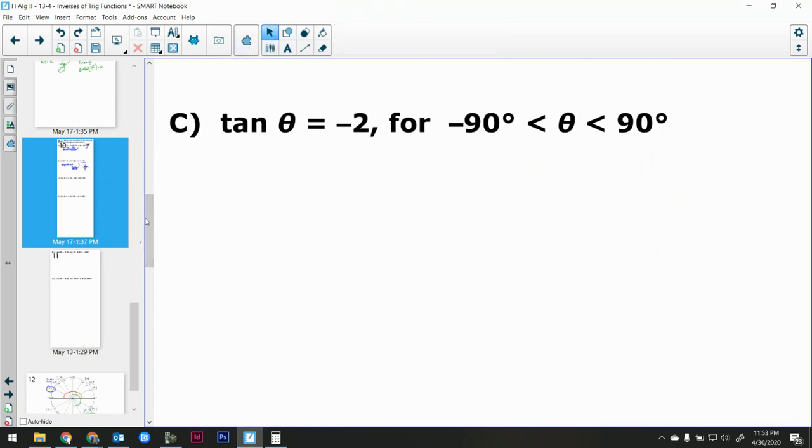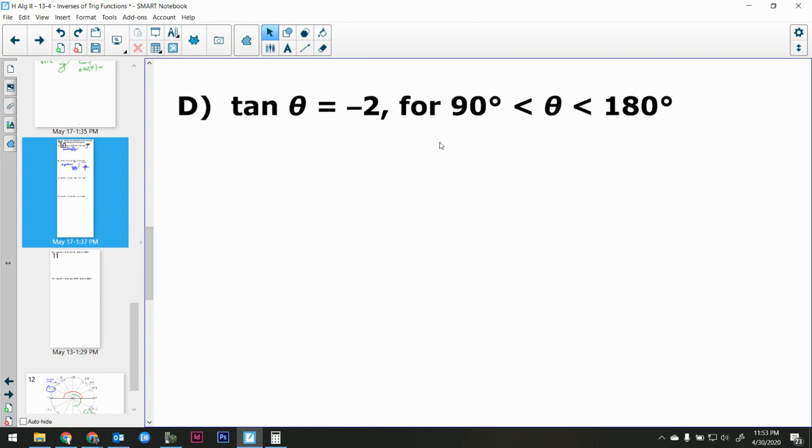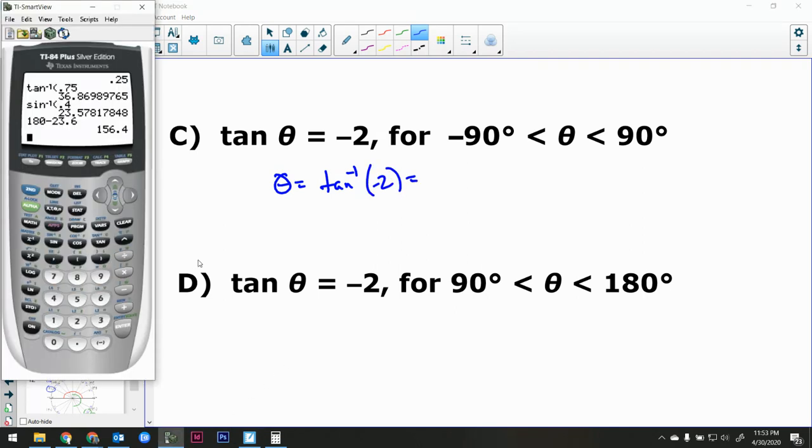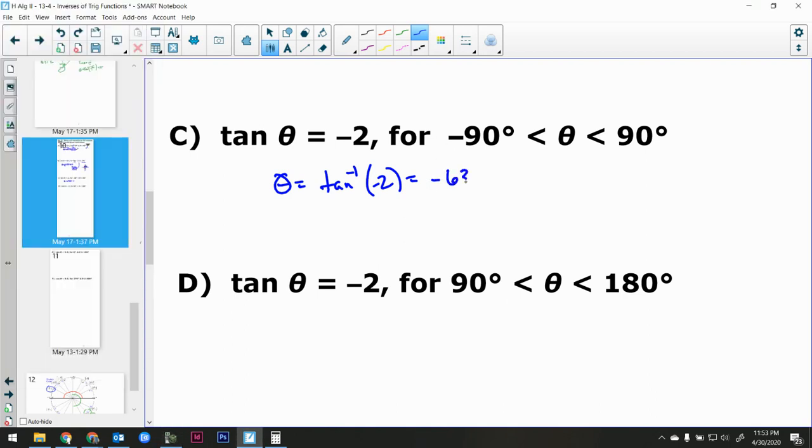Honestly, I could show you both of these. Because when I go to my calculator, if I actually solve this equation, if I take theta is inverse tangent of, and I should have capitalized that, -2, what does my calculator actually spit out to me? Inverse tangent of -2 gets me -63.4 degrees. Is that within this restriction? Yeah, it is between -90 and positive 90. So that's my answer there.